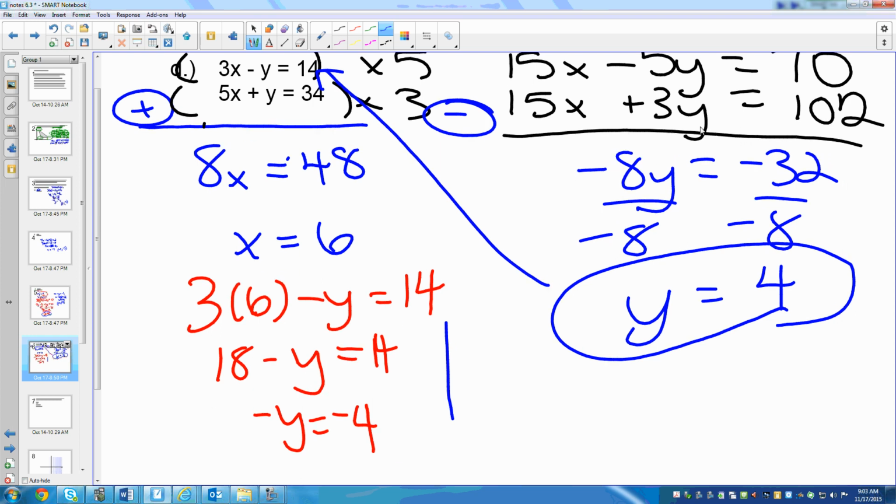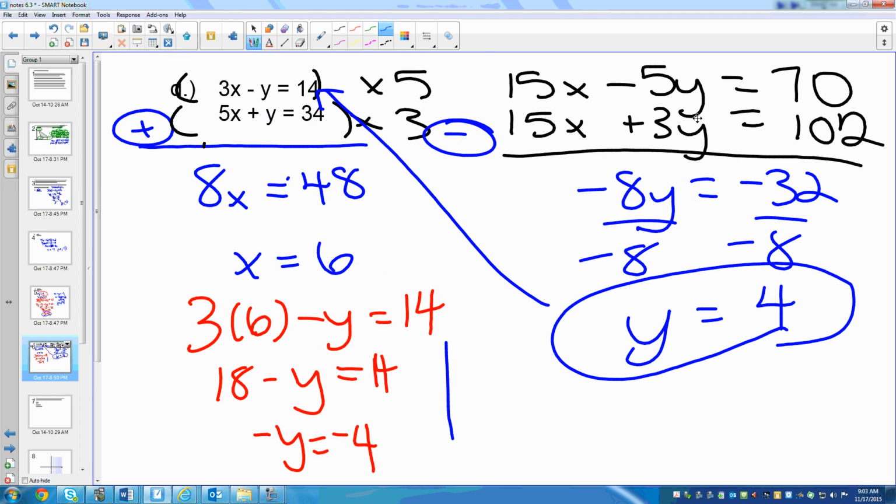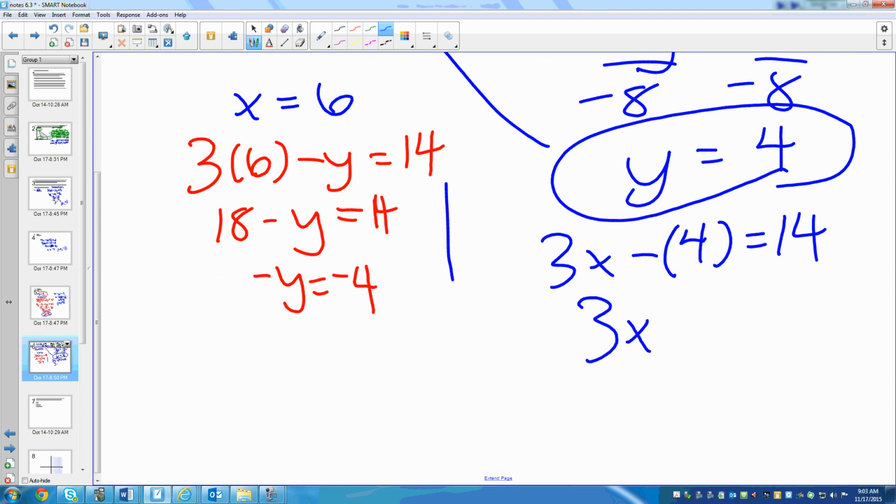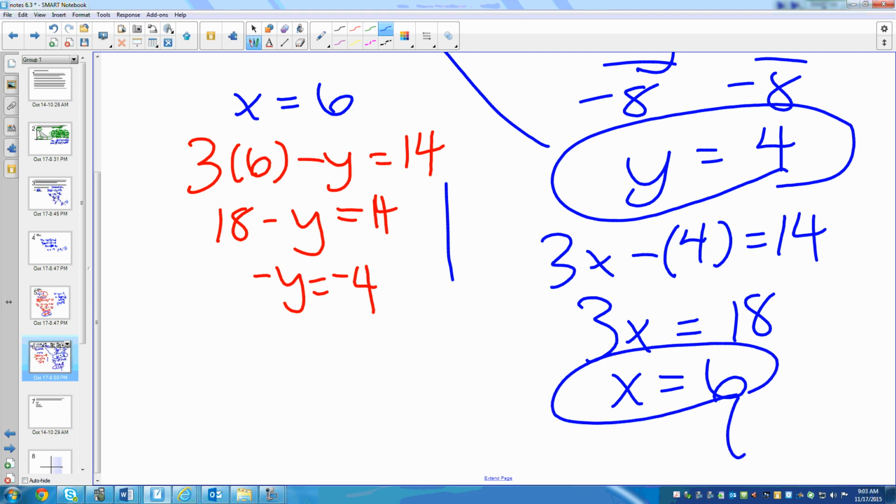We can substitute y in, so we get 3x minus 4 equals 14. You add the 4, that'll give you 18, right? And you'll get 3x is equal to 18. So x equals 6. And so my point of intersection is 6, comma 4. Just like yesterday, same equations. Instead of subtracting the y's, I subtracted the x's, and it gets you the same answer.